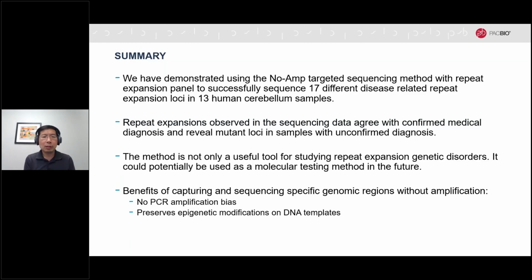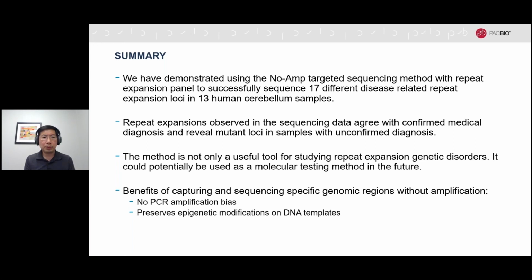In conclusion, we have demonstrated using the No-Amp targeted sequencing method with a repeat expansion panel to successfully sequence 17 different disease-related repeat expansion loci in 13 human cerebellum samples. Repeat expansions observed in the sequencing data agree with confirmed medical diagnosis and reveal mutant loci in samples with unconfirmed diagnosis. The method is not only a useful tool for studying repeat expansion genetic disorders, it could potentially be used as a molecular testing method in the future.